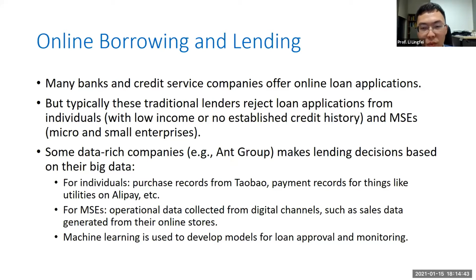Okay. So this is what really makes Ant Group, a data-rich company, different from the conventional lenders, the traditional banks, the credit service companies. Okay, so the traditional lenders avoid those low-income individuals and micro and small businesses, but Ant Group is able to serve them based on the big data they have collected from their digital channels, and also the new technology, the new data analytics methods from machine learning.